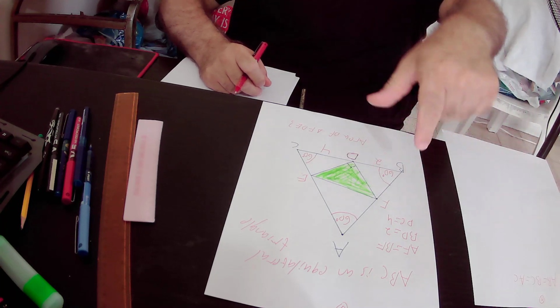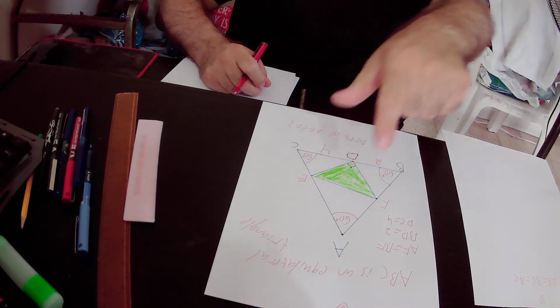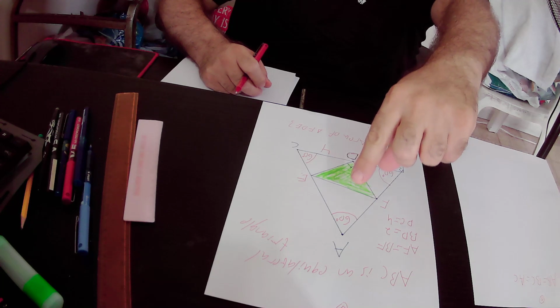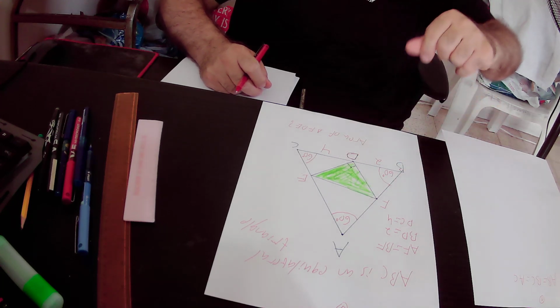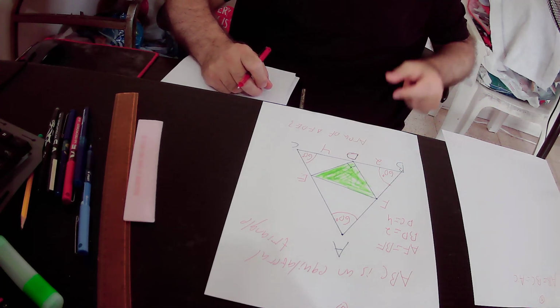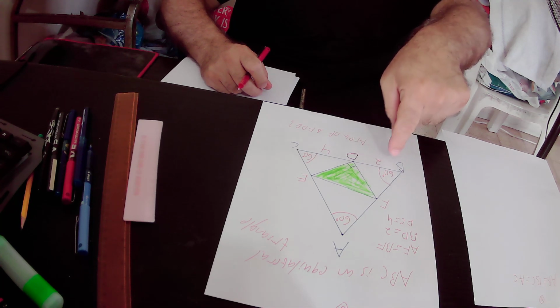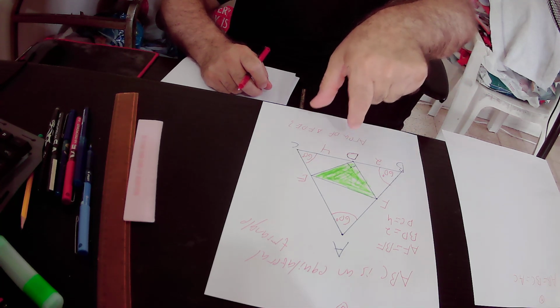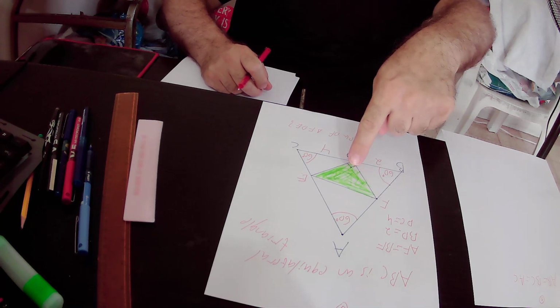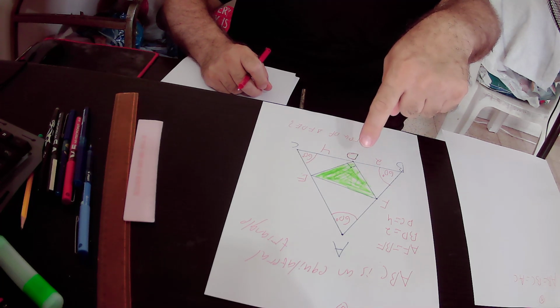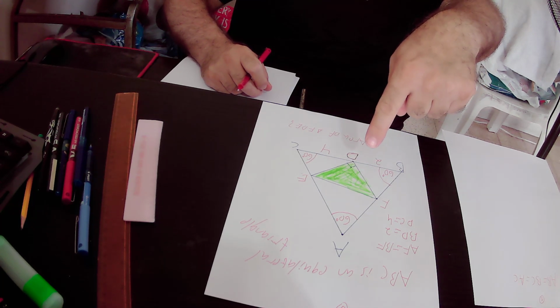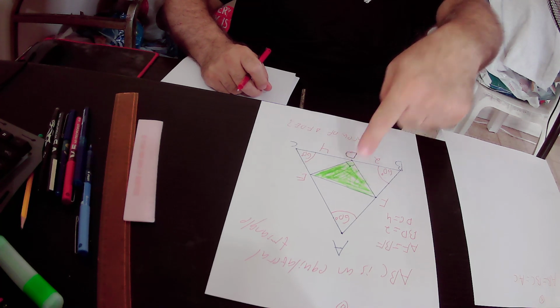Okay, AB equals BC equals AC, and we know that AF equals BF, and BD equals 2 units, and DC equals 4 units, and we want to find out the area of the green triangle EFD, this green triangle.